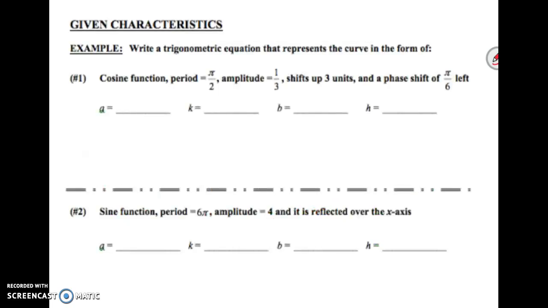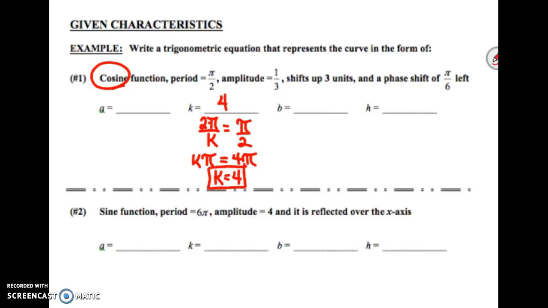In the final example, we're just given characteristics and we just have to plug them in and figure it out. So for example 1, we have a cosine function. Our period is pi over 2. We have to do a little bit of math here, okay? If our period is pi over 2, that means that 2 pi over k is equal to pi over 2. If we cross multiply, we get that k pi is equal to 2 pi times 2, which is 4 pi, which tells us that k is 4. Okay, so I know that now.